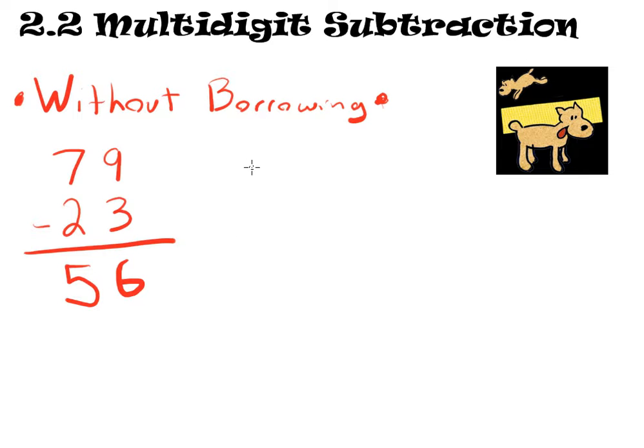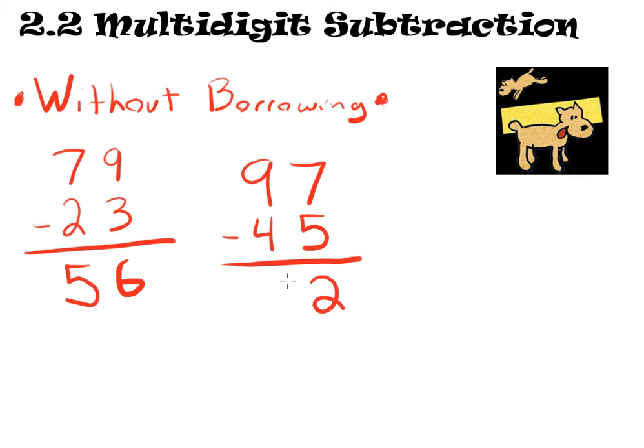Now I'll write another one for you to try. So copy down 97 minus 45. Go ahead and pause the video, give that one a shot, and then let's see how you do. Okay, if you got this one correct, you went 7 minus 5 is 2. 9 minus 4 is 5. So 97 minus 45 should have equaled 52.